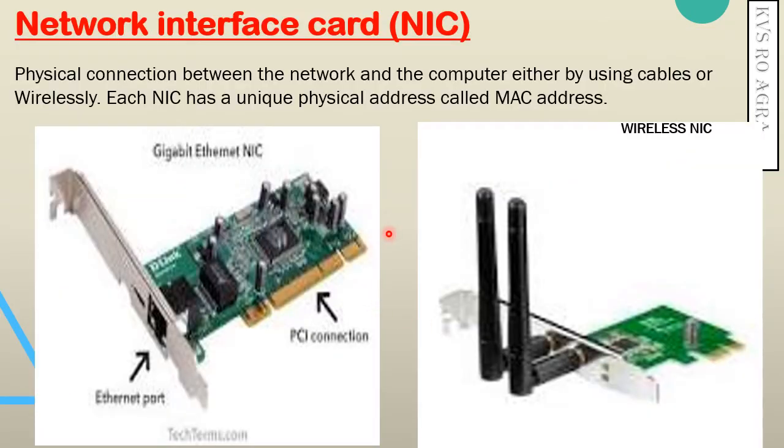Network interface card is the very first component used to make a network. This may be wireless or using cables. So both the pictures, this is a wireless NIC card having antennas and this is having this Ethernet port RJ45 through which we connect the cables.